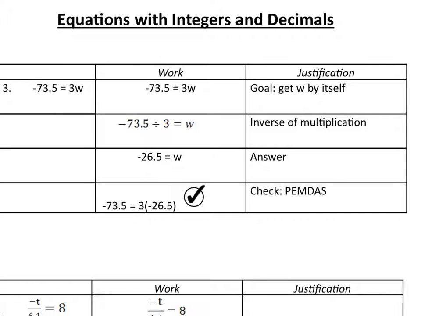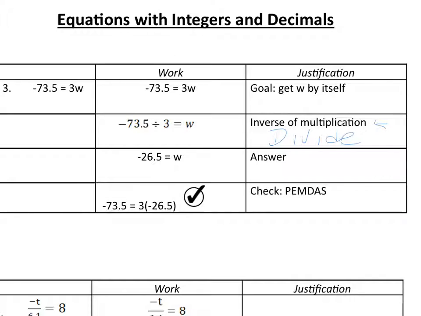Now let's take a look at this one. This is a multiplication problem. Okay, so our goal, again, is to get w by itself. Pretty straightforward. Then, in order to do that, when we look at 3 and w, we note that that means multiplication. So we have to do the inverse of multiplication, because inverse means opposite. If you need to also add in the word divide, that's fine. But the important thing to note is that the reason we're dividing is because it's the inverse of multiplication.